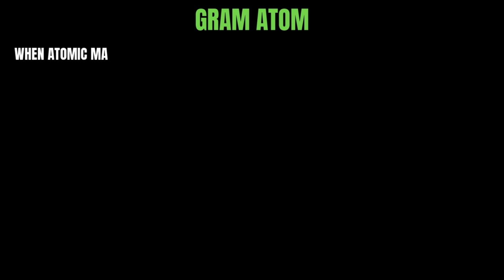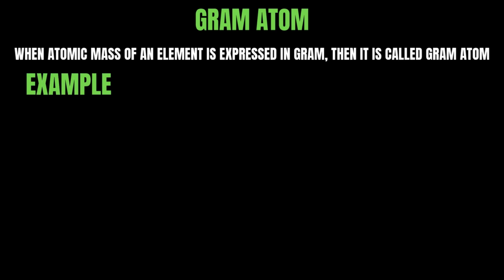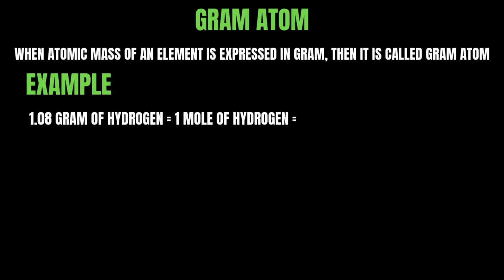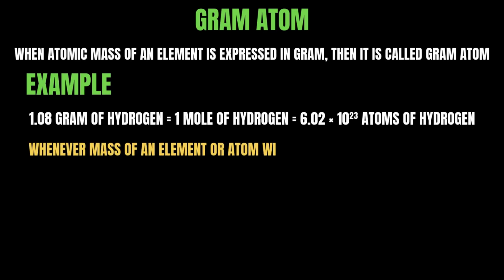When atomic mass of an element is expressed in gram, then it will be called gram atom. Let's explain this with an example. As we know, the atomic mass of hydrogen is 1.08 atomic mass units. When we express this in grams, it will be written like this. 1.08 gram of hydrogen is equal to 1 mole of hydrogen, and 1 mole of hydrogen is equal to 6.02 × 10^23 atoms of hydrogen. From here, it is clear that when we express the mass of an element or atom in grams, then it will be called gram atom.